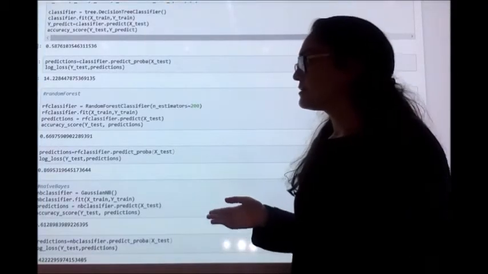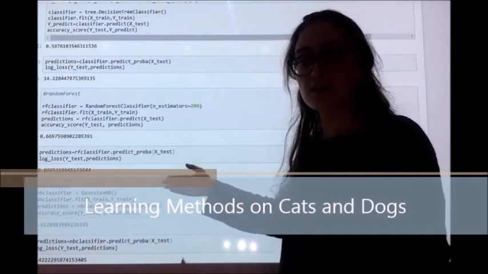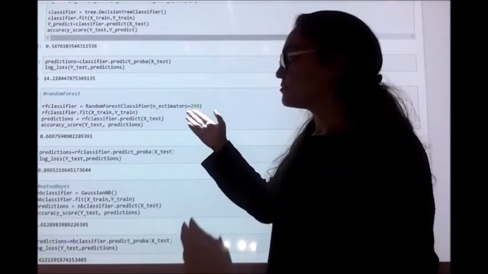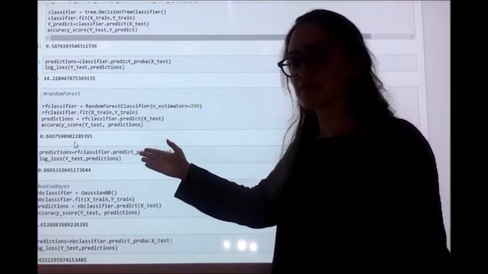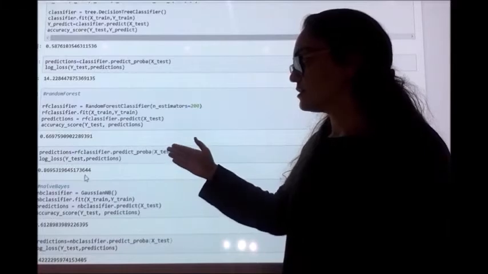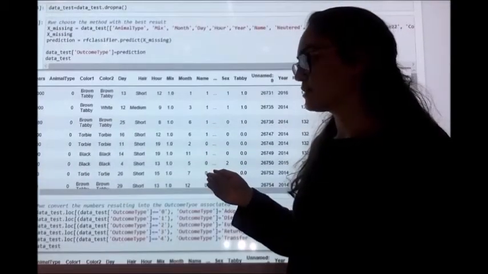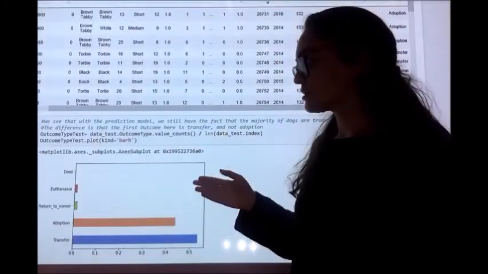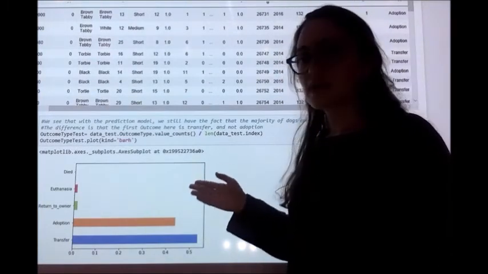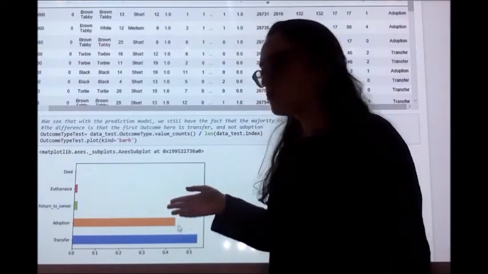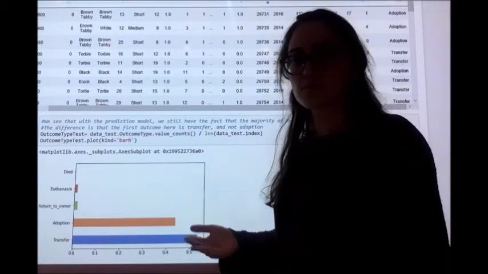So for the combined data, we applied the three learning methods: decision tree, random forest, and naive Bayes. We get the best result with the random forest classifier with an accuracy score of 67% and a log loss of 0.87. We used this chosen classifier to predict the outcomes of the animals and applied it on the test data, and we get that the animals get transferred more than adopted, which is the opposite of the previous observation where animals get adopted more than transferred.